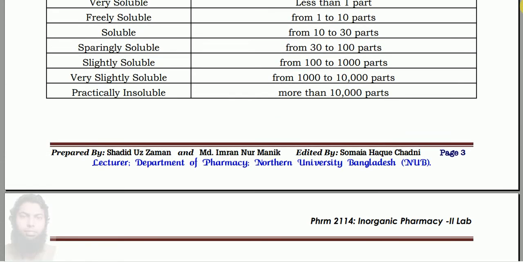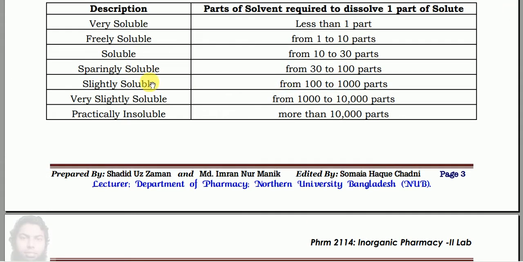According to our chart, if anything requires solvent between 100 to 1000 parts, it will be regarded as slightly soluble. Since salicylic acid requires 460 ml, or 460 grams of solvent, we can say that 1 part of solute requires 460 parts of solvent. That is why it is slightly soluble.